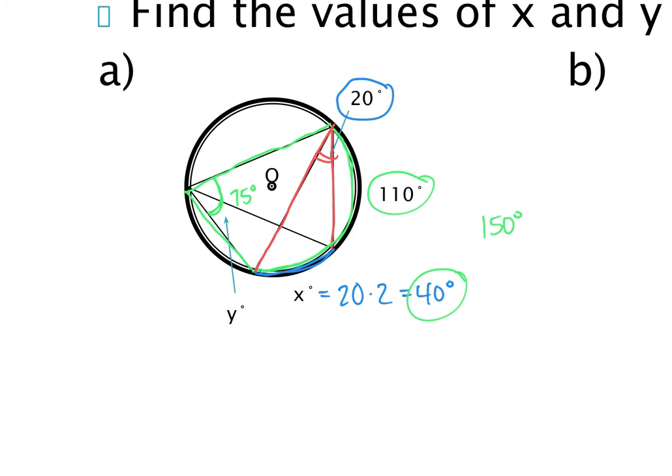Yeah, go ahead, Talia. What did you add? I added 110 and 40 to give me the full arc, right? Going from this point to this point. And then I divided it by 2 to figure out the 75.